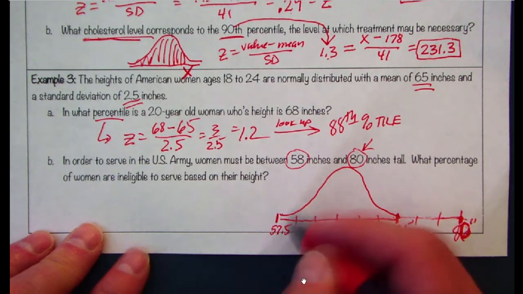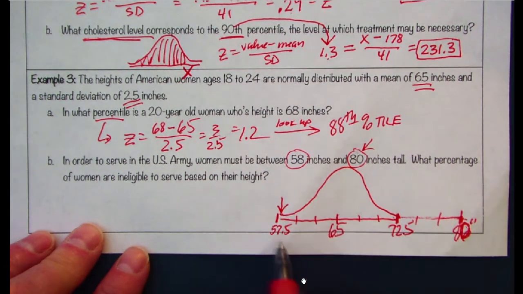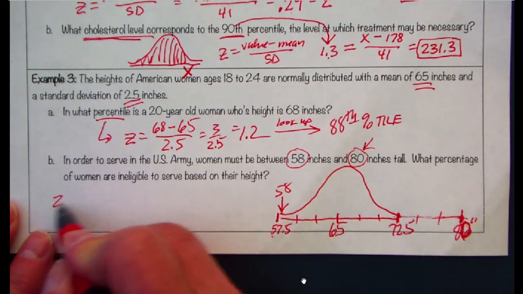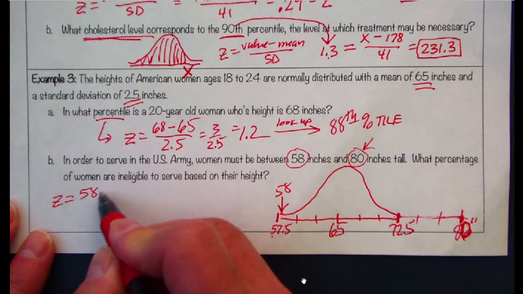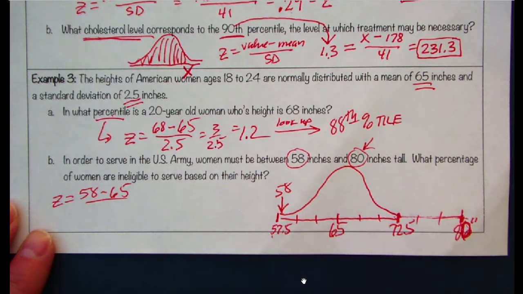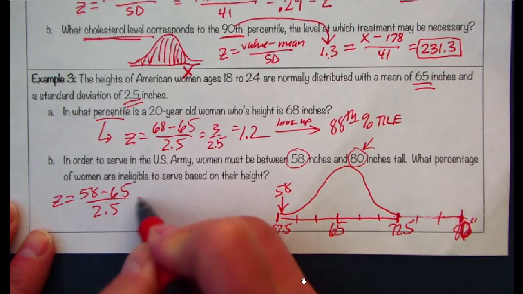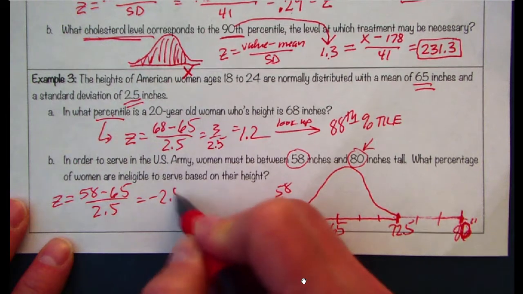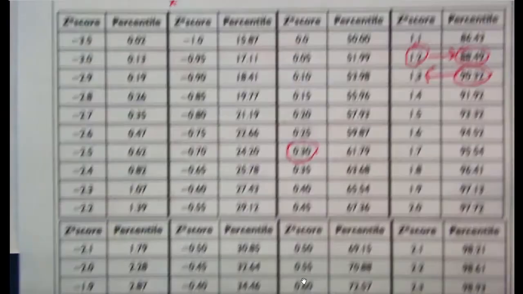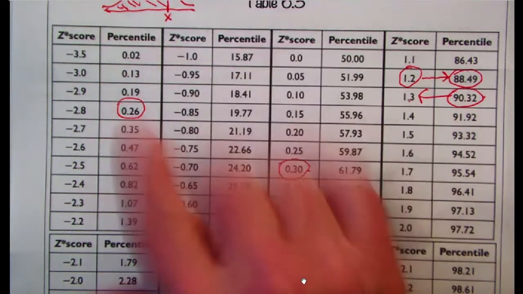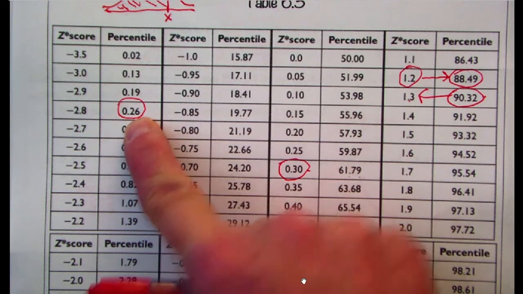Now on the left side, 58 is technically just inside of the 3rd standard deviation. So for 58, the z-score for 58, we can do that. That's going to be 58 minus the mean, which is 65, divided by the standard deviation, which is 2.5. That z-score is negative 2.8. That is actually on here, believe it or not. Negative 2.8 tells us that the percentile is, look at that, it's so small, it's like 1/4 of a percent.